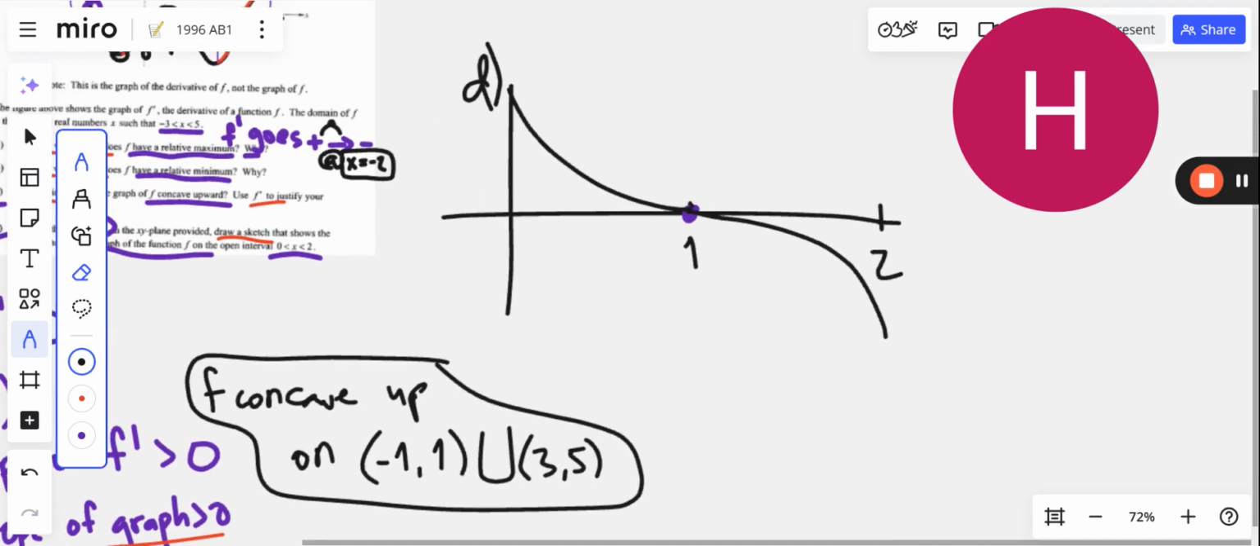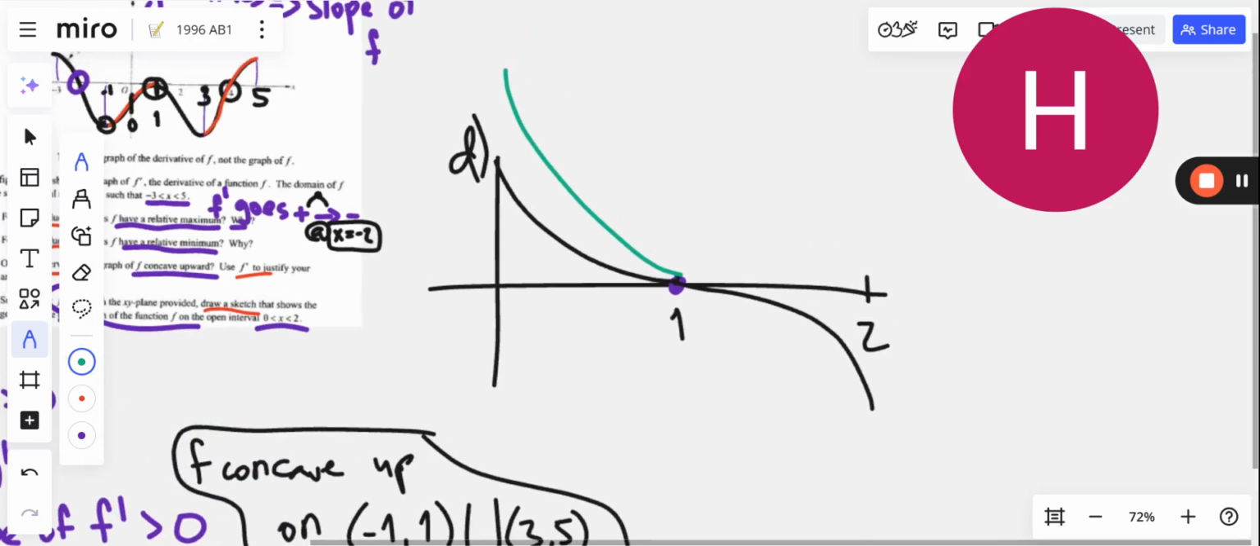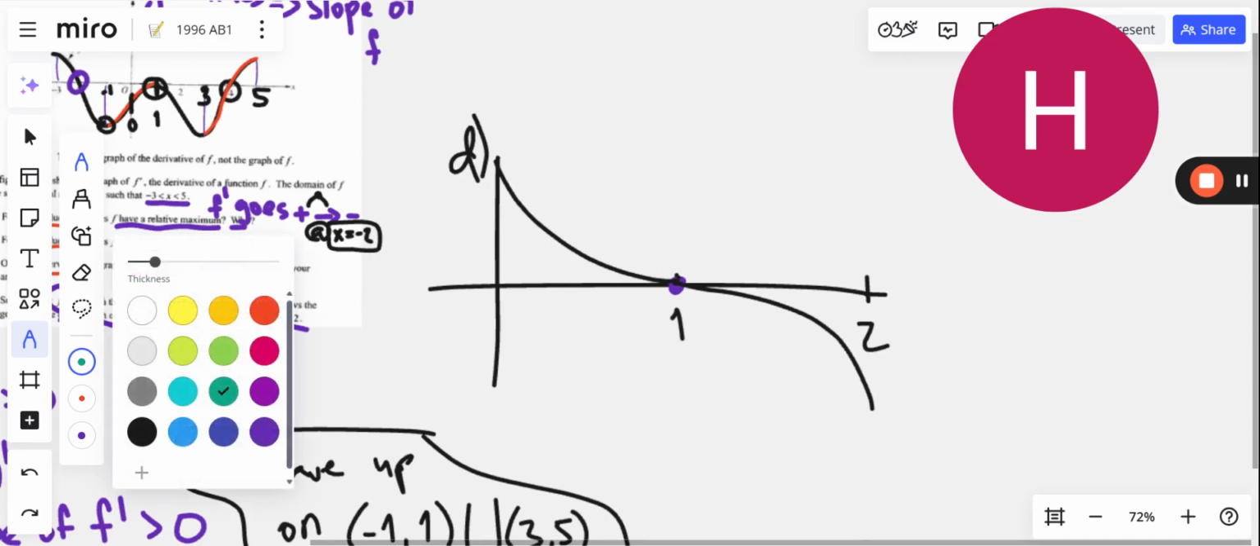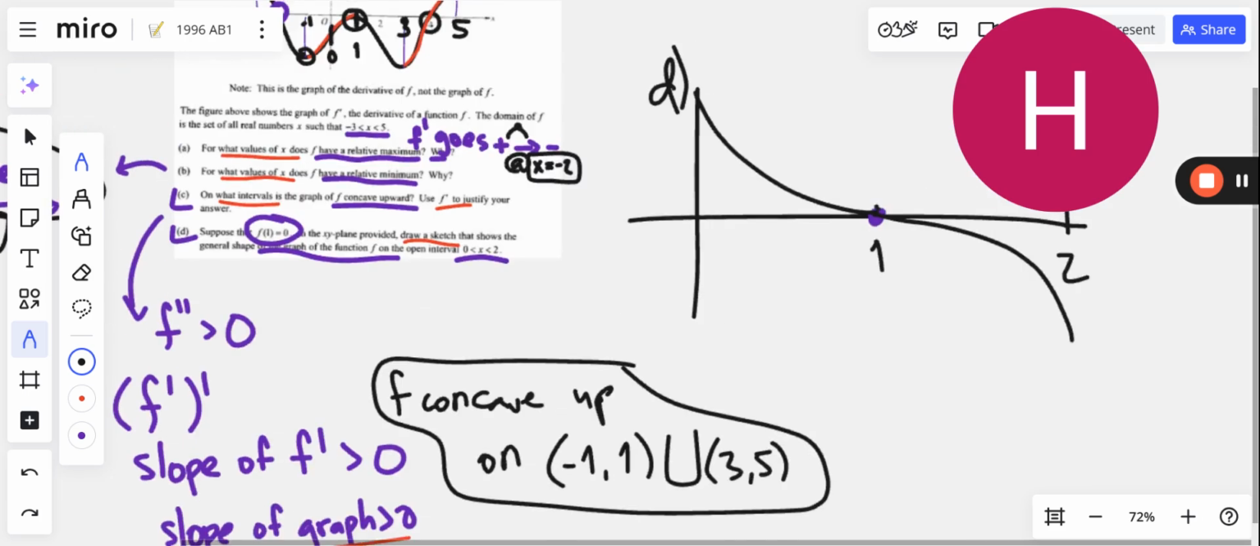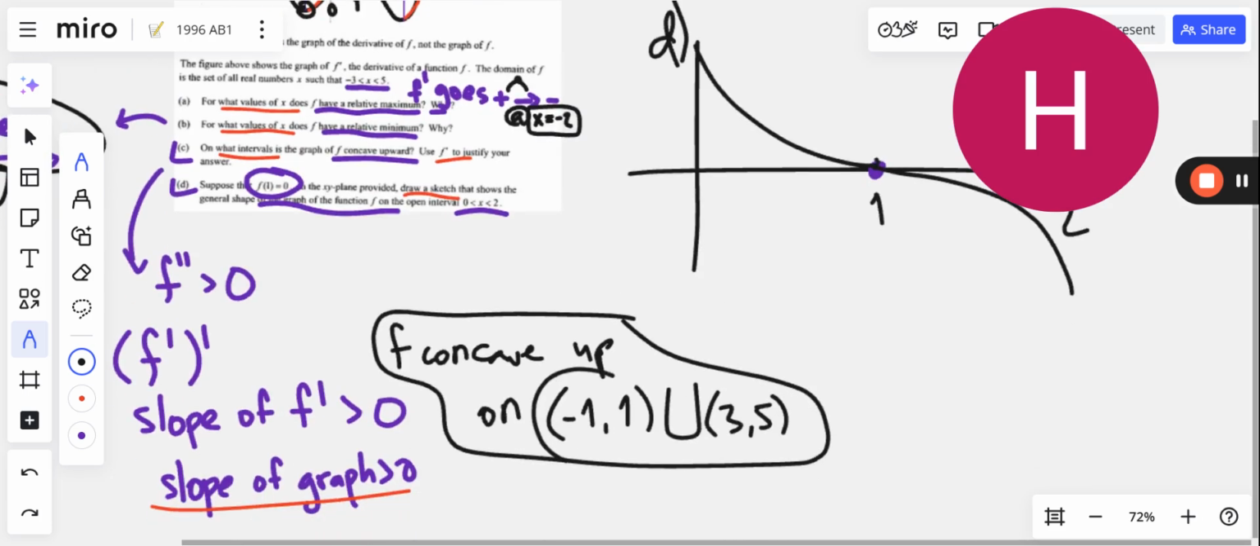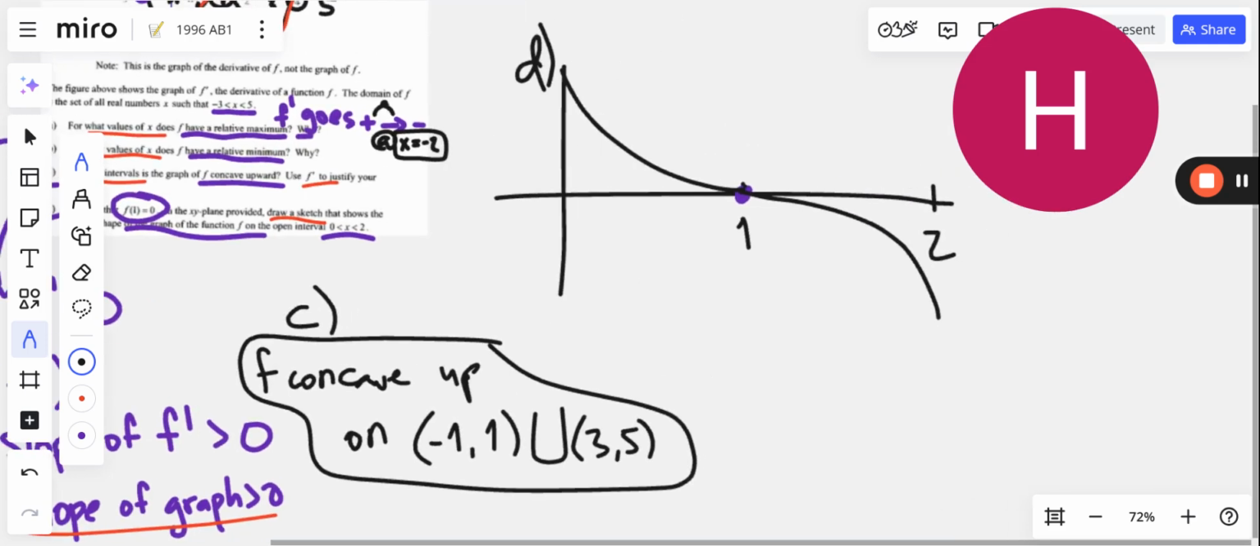Okay, and of course there are tons of correct answers. The steepness that I used doesn't have to be the true steepness. You can do it like that, or you can do it even flatter. It doesn't really matter as long as it's going downwards, which connects to the graph of f prime, and also it's concave up from 0 to 1, because it's on this interval from part C, and concave down on the interval from 1 to 2, because that's when it's concave down.